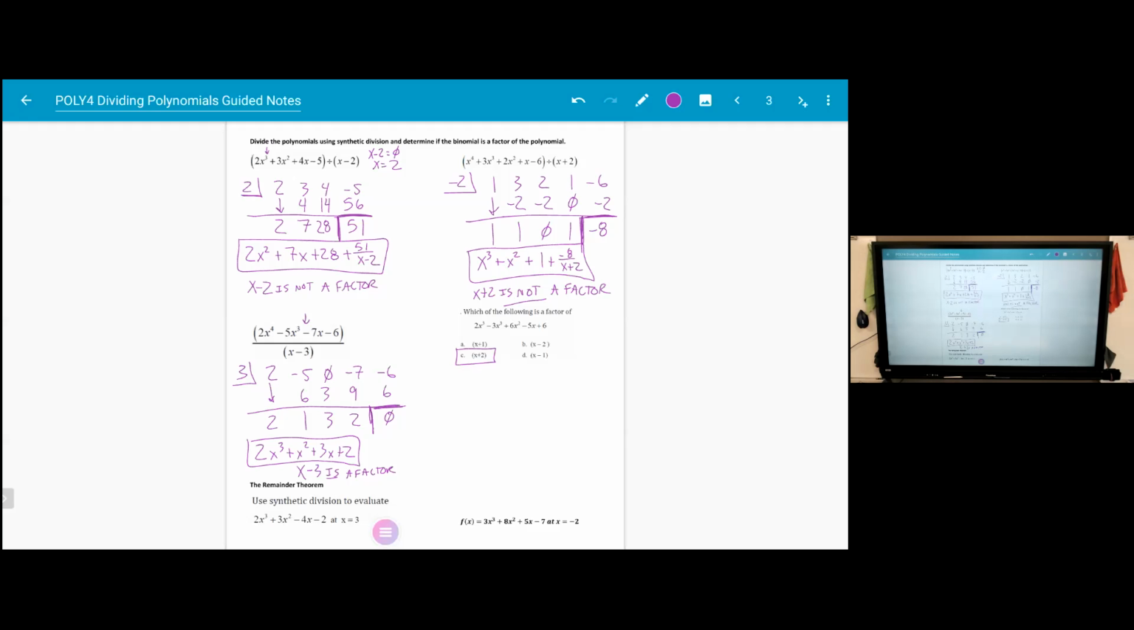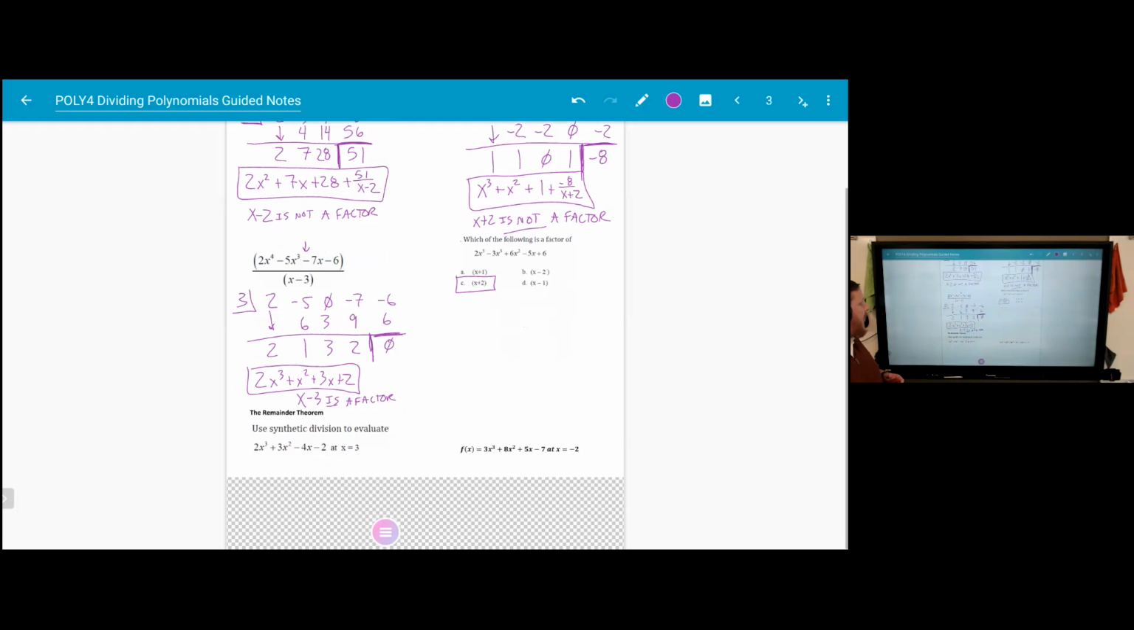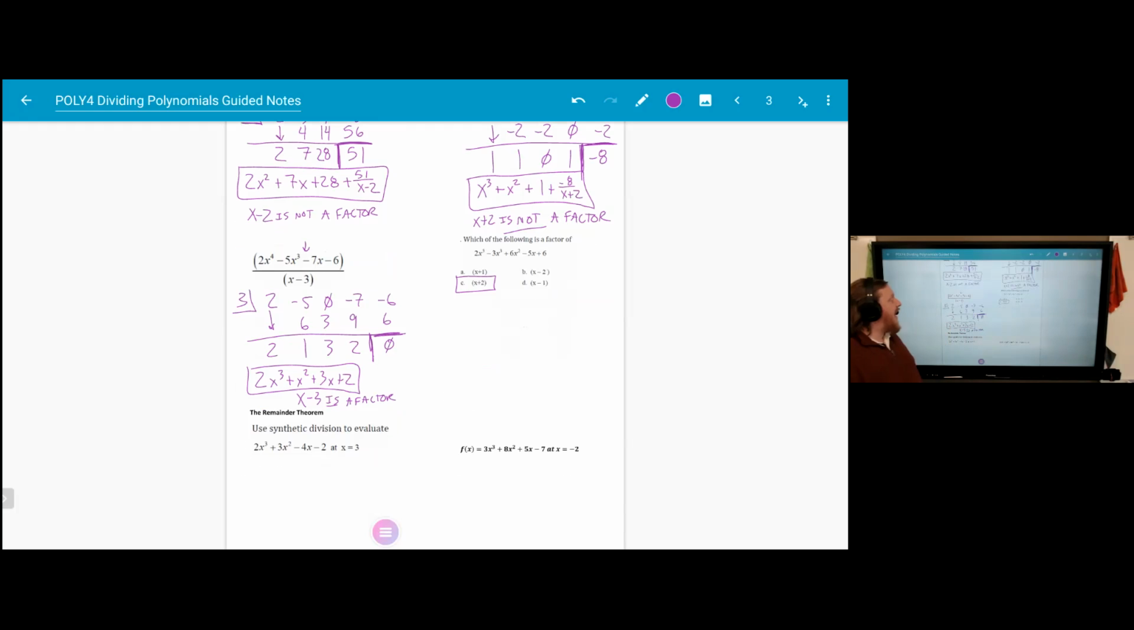All right, as you come back, you should notice a couple answers here. We did that first one together. If I look at the second one on the row, we end up with x cubed plus x squared plus 1 plus negative 8 divided by x plus 2. Since that remainder was not 0, x plus 2 is not a factor. If I go down and look at the next one, I end up with 2x cubed plus x squared plus 3x plus 2. And because I had a remainder of 0, it was a factor. And the multiple choice one, I went through all of them, and the only one that had a 0 remainder was x plus 2 when x equals negative 2.